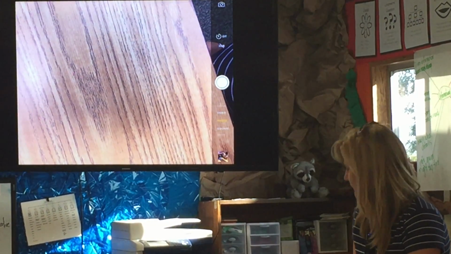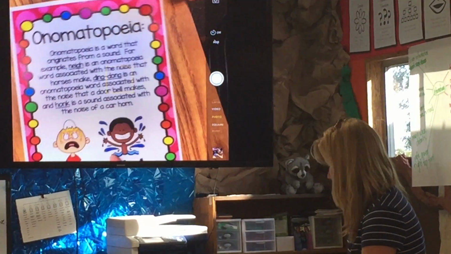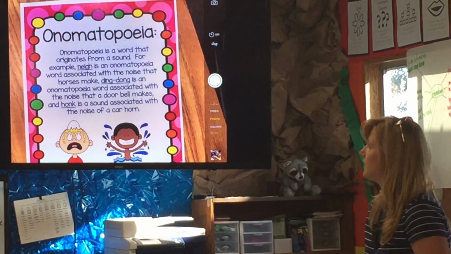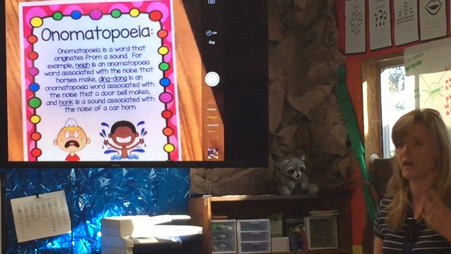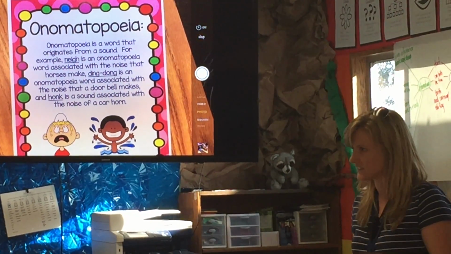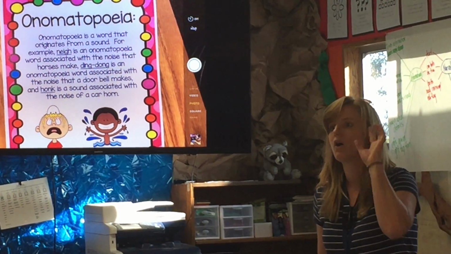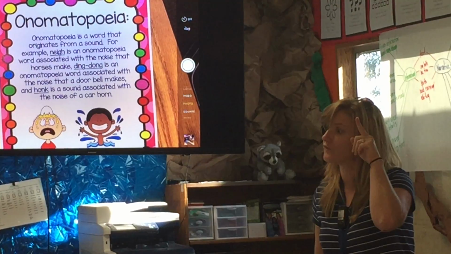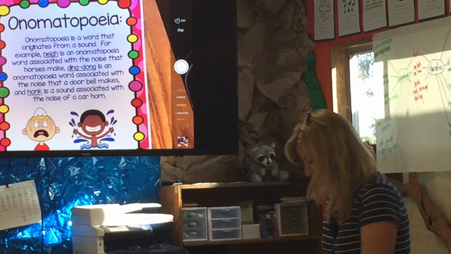Ooh, I think that many of you know this one. Onomatopoeia. Onomatopoeia is the one for sounds. Boom, bang, splat, slam. Even animal sounds. Woof, moo, neigh.